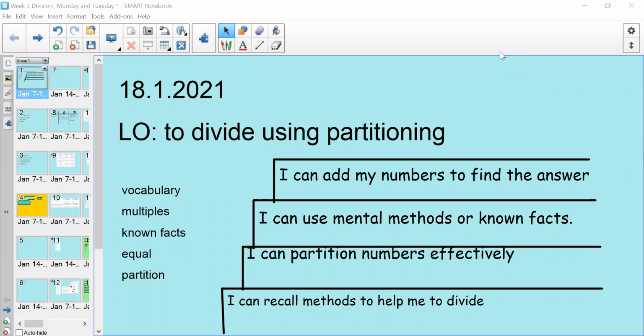So today's written objective is to divide using partitioning. Our vocabulary that we will need today are multiples, known facts, equal, and partition. And our steps to success are: I can recall methods to help me divide, I can partition numbers effectively, I can use mental methods or known facts, I can add my numbers to find the answer.